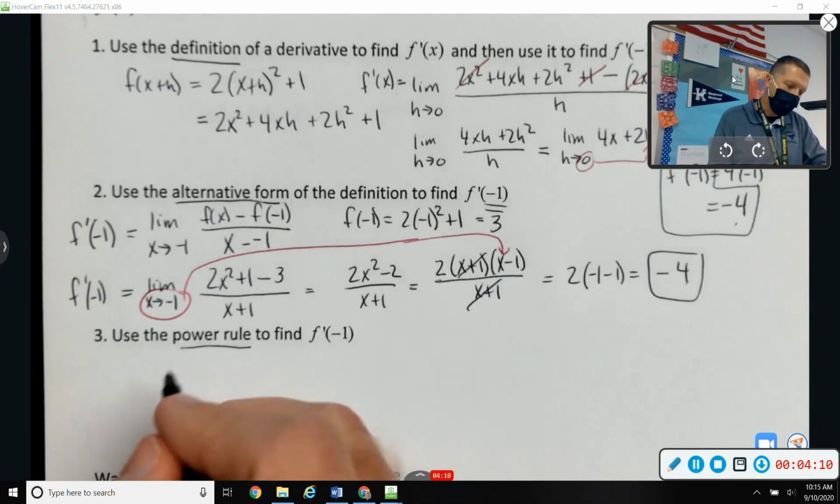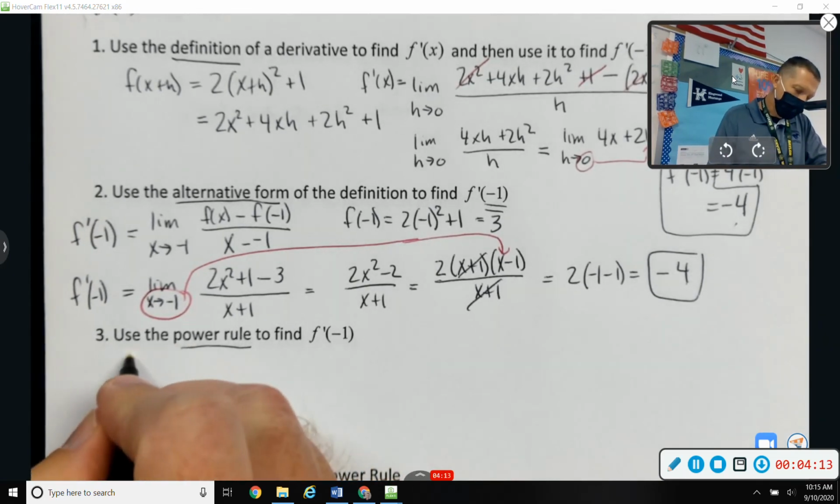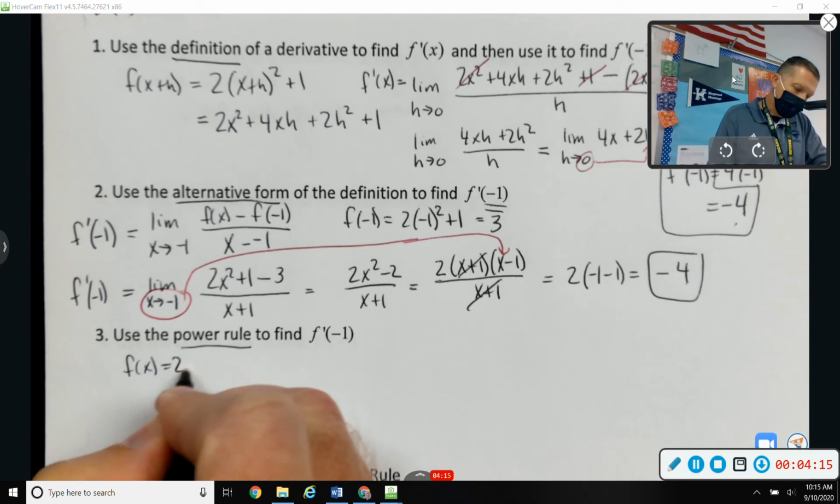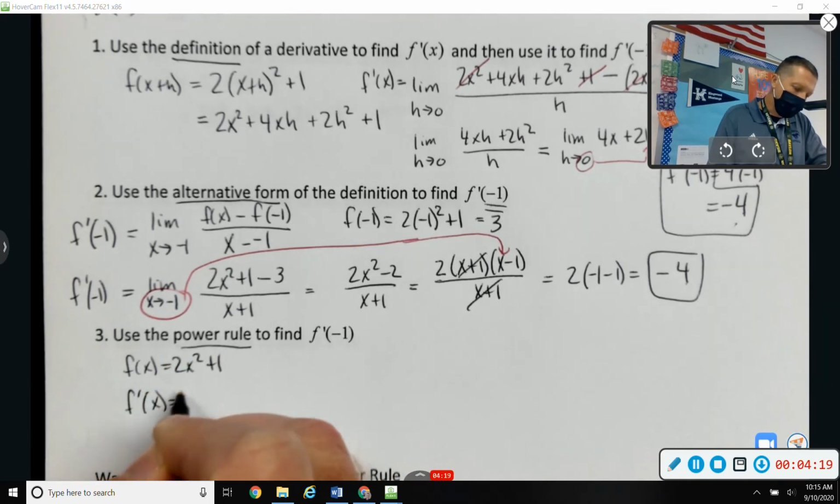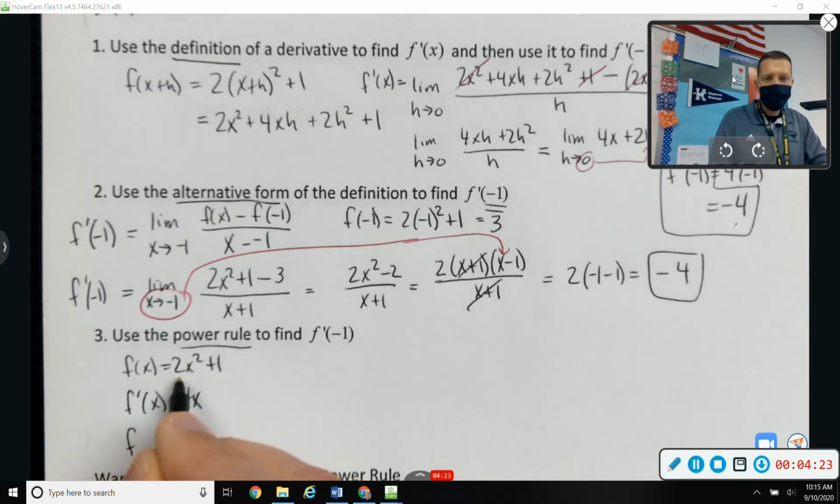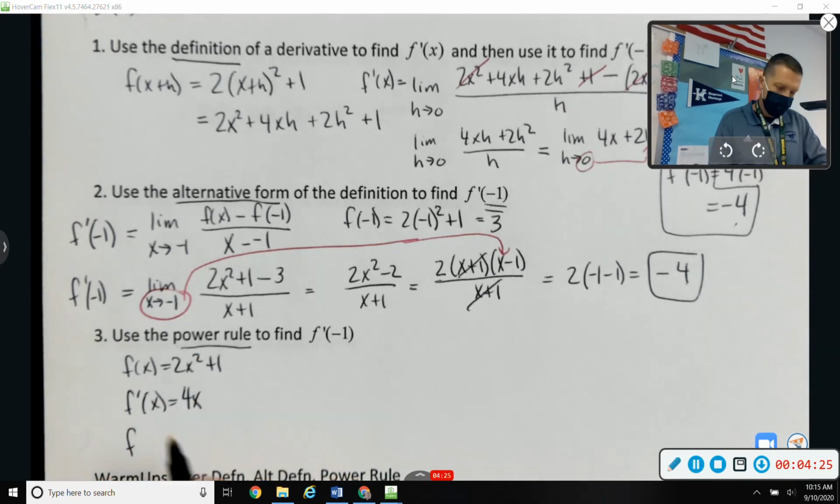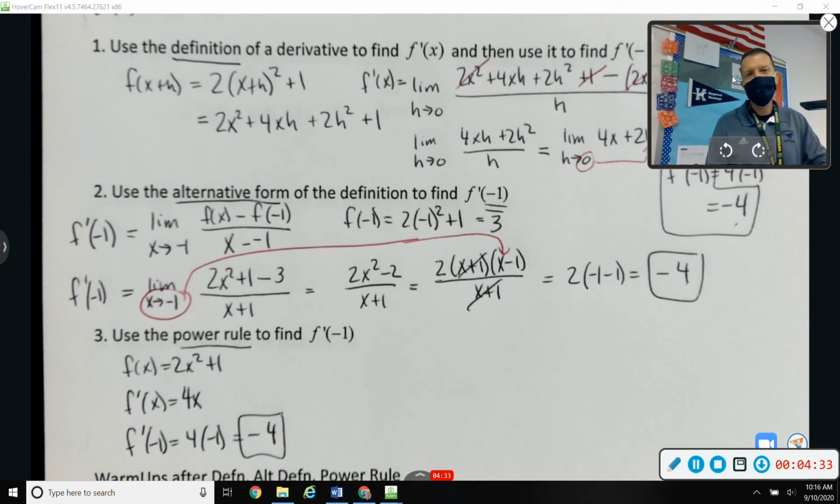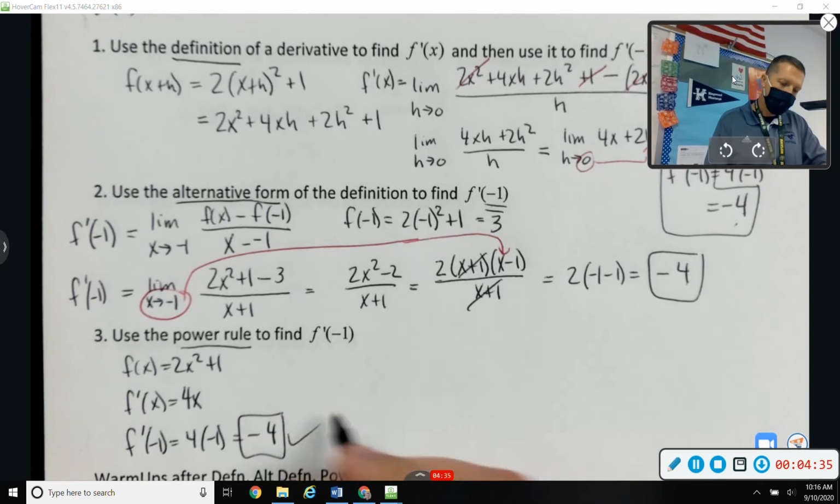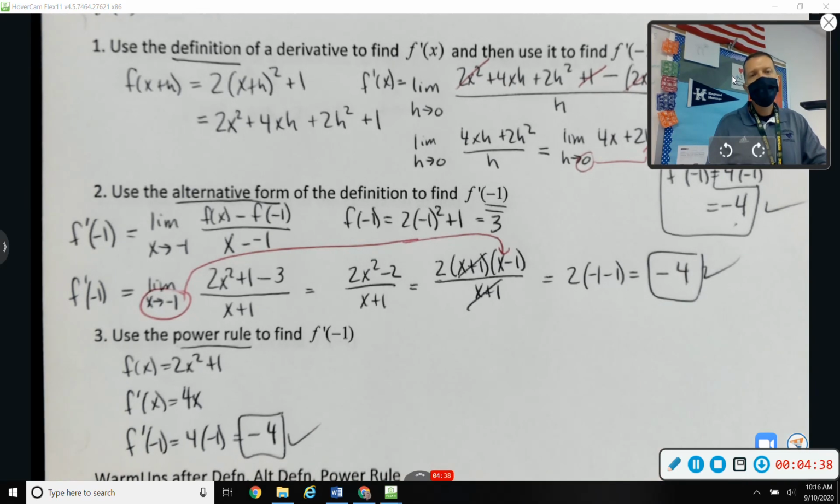Last method, our favorite method, the power rule. If f of x is 2x squared plus 1, then the derivative is 4x, because bring the 2 down, decrease the power by 1. So at negative 1, we get negative 4. Obviously, that's our preferred method because it's super quick, but it confirms that any method we use, we get the same thing.